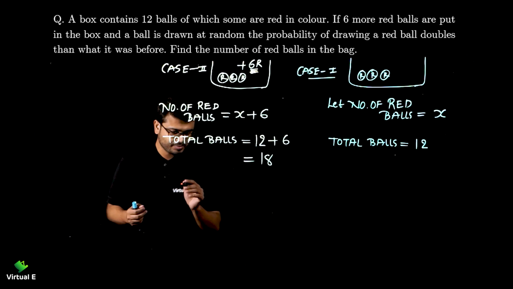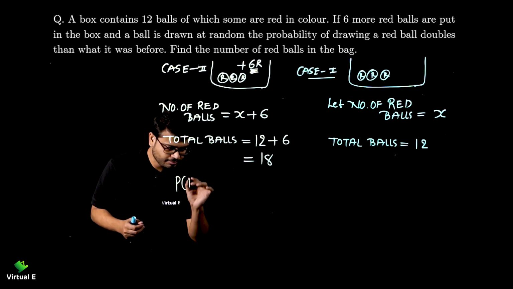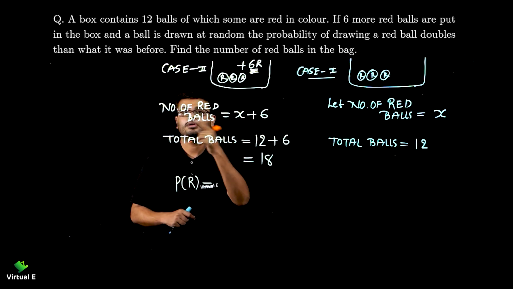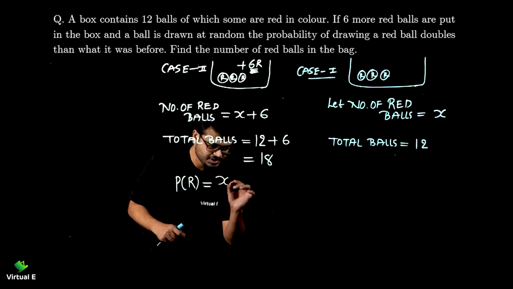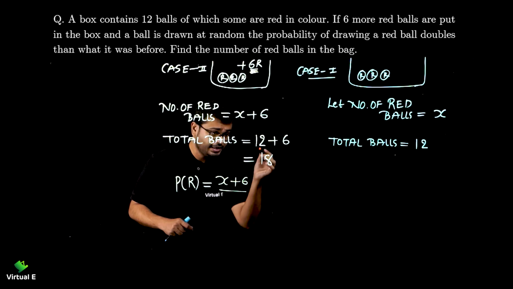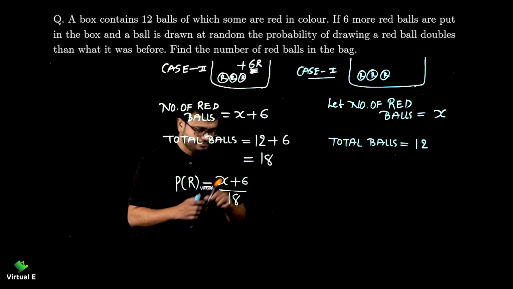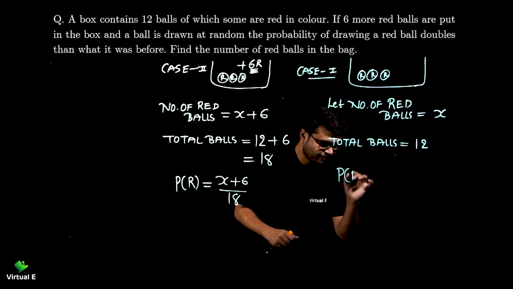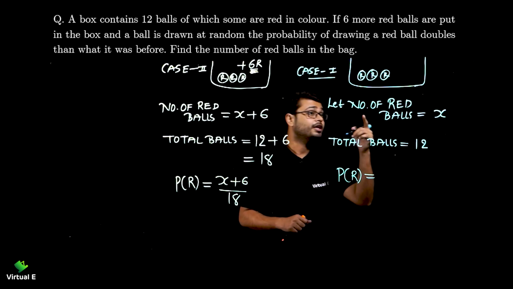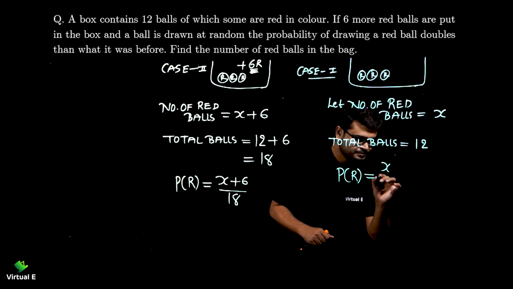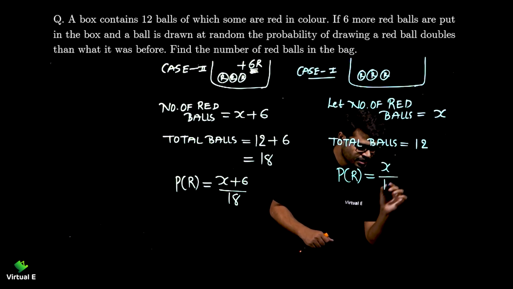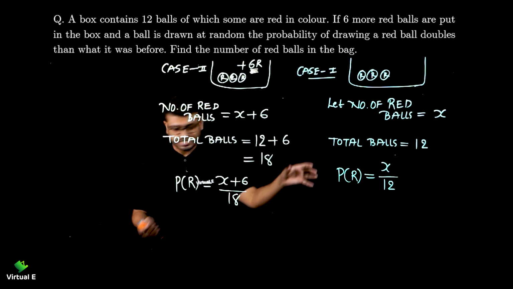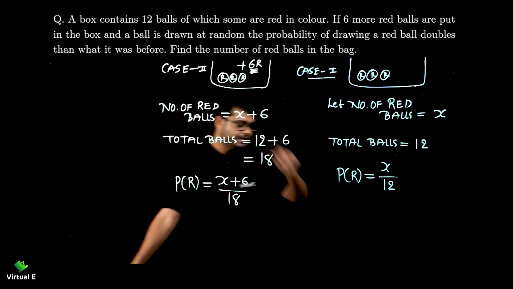Okay, now let's find the probability of getting the red ball. What is the number of red balls? That is x plus 6, and the denominator is 18. Over here, the probability of getting a red ball: the number of red balls is x and the total number of balls is 12. Done. So this is the probability in the first case and the probability in the second case.